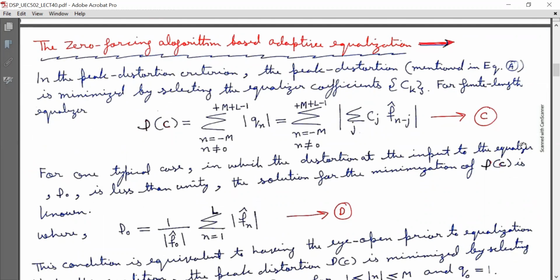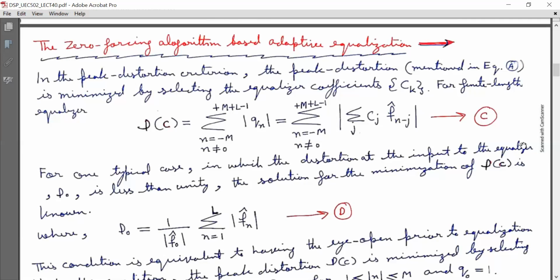In the peak distortion criterion, the peak distortion mentioned in equation A is minimized by selecting the equalizer coefficients Ck. For finite length equalizers, D(c) is equal to summation n running from minus m to m plus l minus 1, n not equal to 0, magnitude qn, which is further equal to summation n running from minus m to m plus l minus 1, n not equal to 0, magnitude summation j cj f cap n minus j. Mark it as equation C.